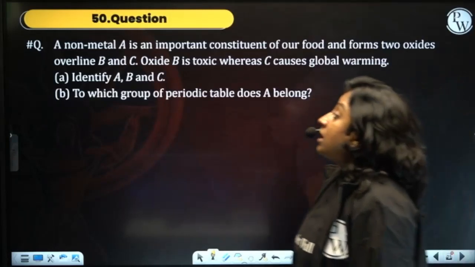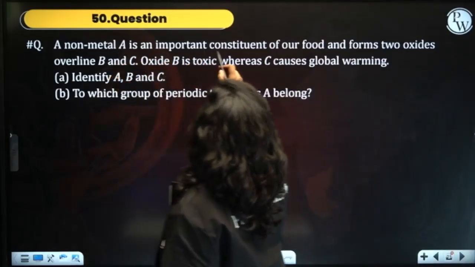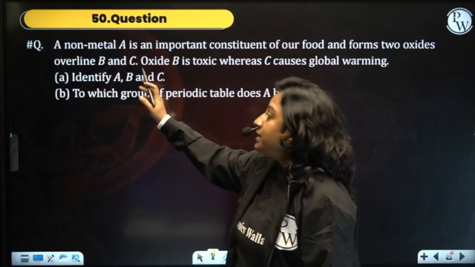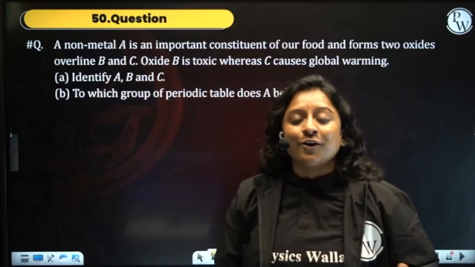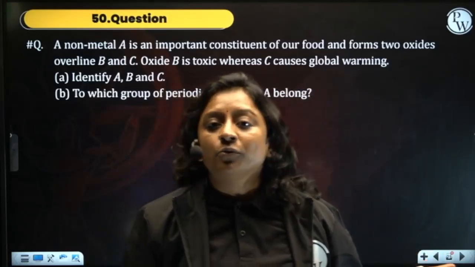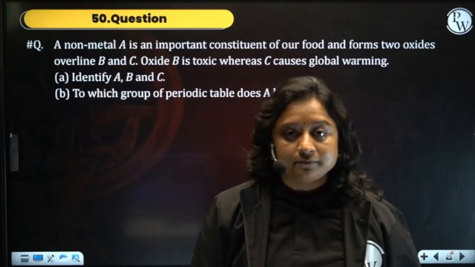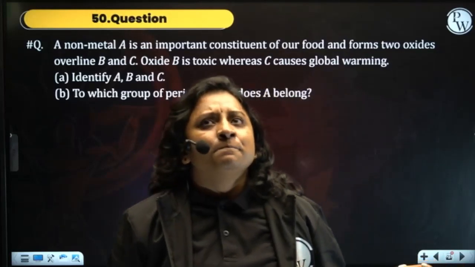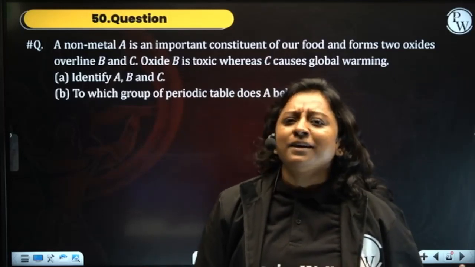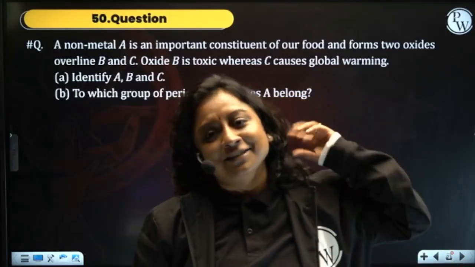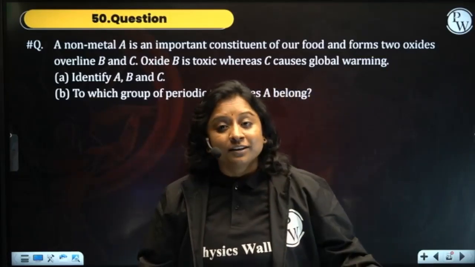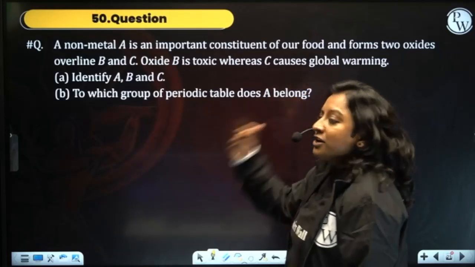50th question. A non-metal A is an important constituent of food and forms two oxides B and C. Food is the important component of the non-metals. Iodine? No. Iodine is important only in salt, but not in all the food. Bromine? No, not at all. Sulfur? Maybe. Sulfur is present in hair, but hair is not a food. Sulfur is present in garlic, but garlic is not all the food. It's not a major component. It is one of the components.